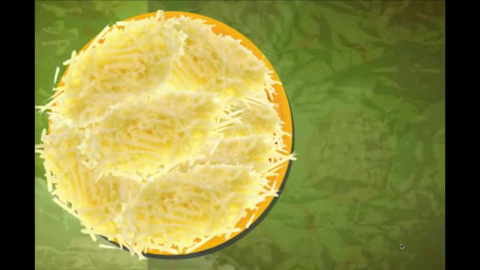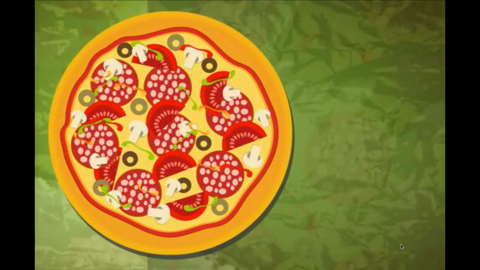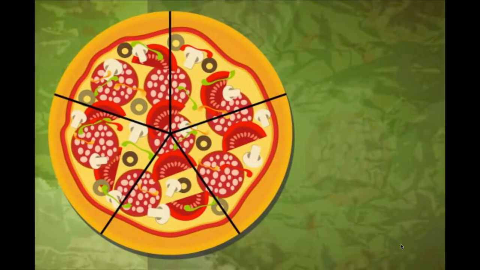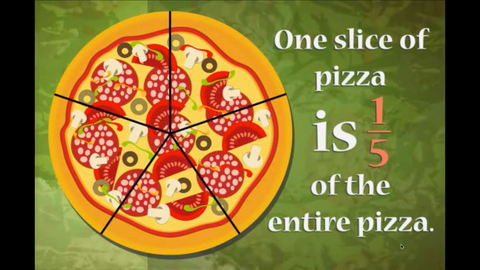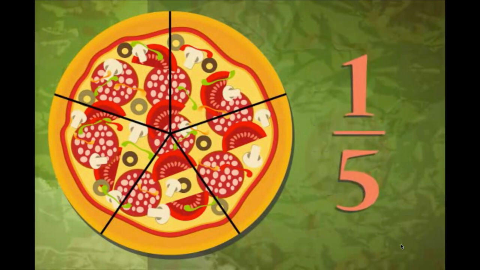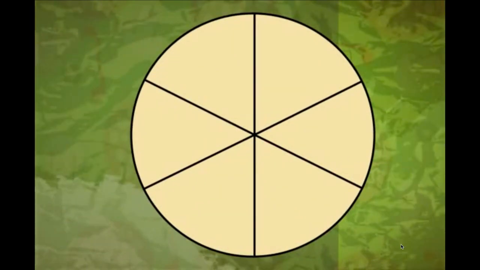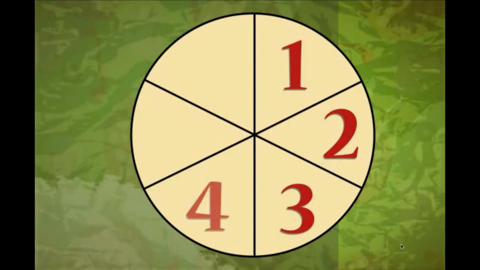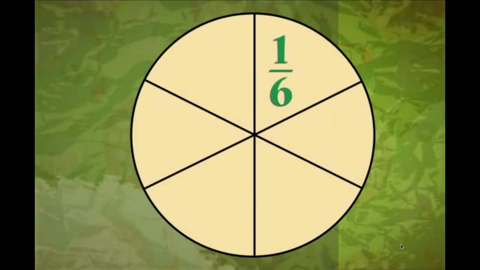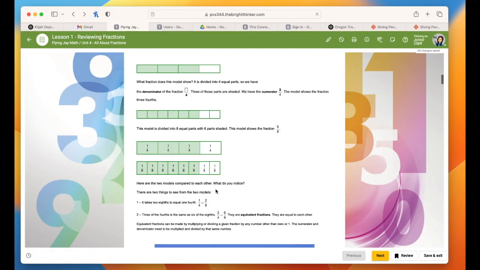Unfortunately, this is not a video about pizza, but pizza fractions. If you cut a pizza into 5 equal slices, each piece represents 1 out of 5, or 1/5 of the whole pizza. It's the same with a circle. If you slice a circle into 6 equal pieces, what would the fraction of one piece be? That's right, 1/6. One piece is 1/6 of the whole circle. Now, time to eat.